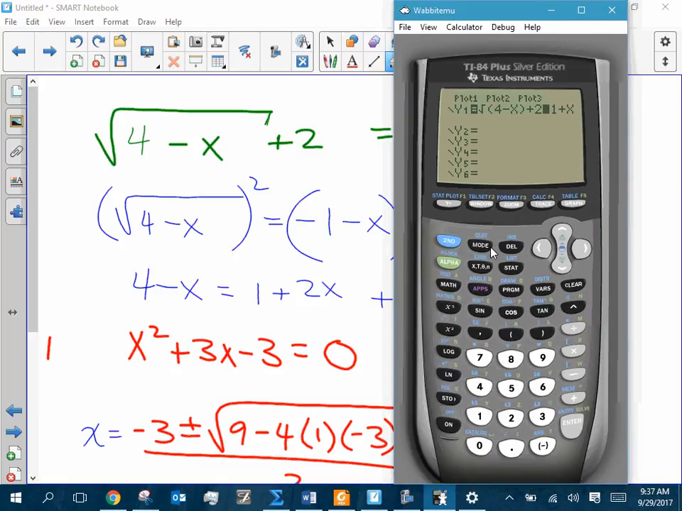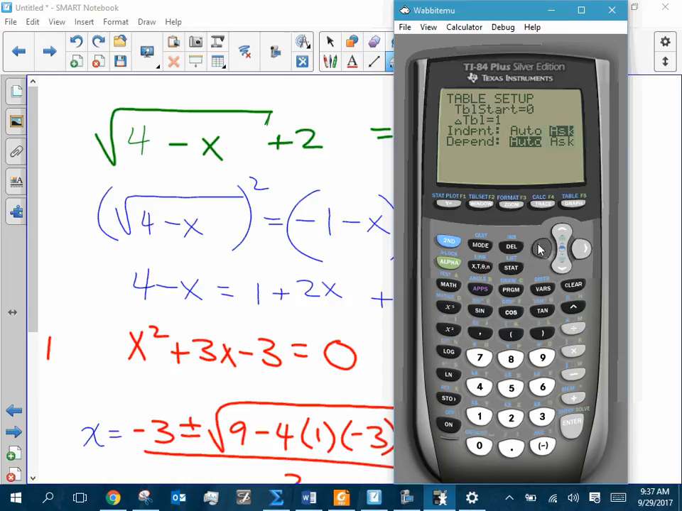The next thing I'm going to do is go to second, hit my window key. It's going to take me to the table setup. I want to go down to the independent variable and make sure Ask is highlighted, because that tells me I'm allowed to ask it for specific values.